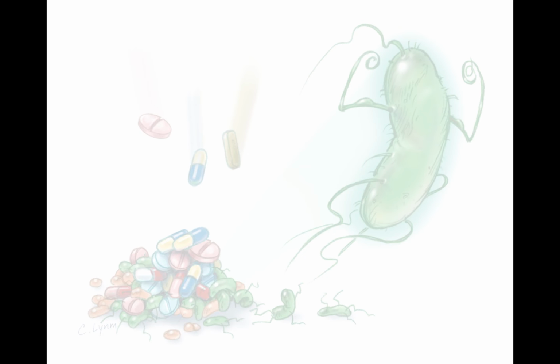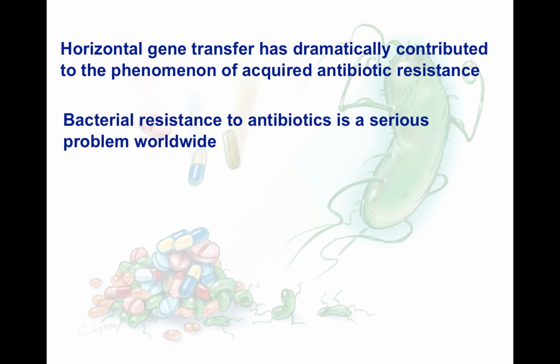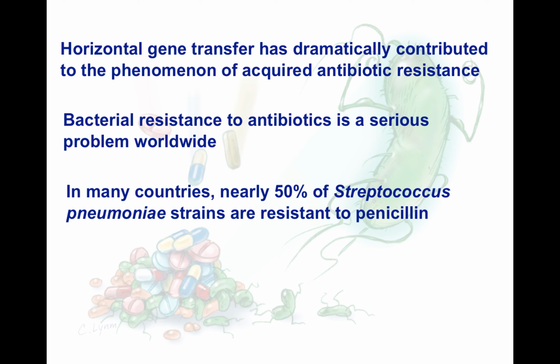Another problem that we are being confronted with in today's world is antibiotic resistance that is acquired as a consequence of horizontal gene transfer. Bacterial resistance to antibiotics is a serious problem worldwide. In many countries, nearly 50% of strep pneumoniae strains are resistant to penicillin. So horizontal gene transfer between species and between different strains of bacteria is a very, very serious occurrence.